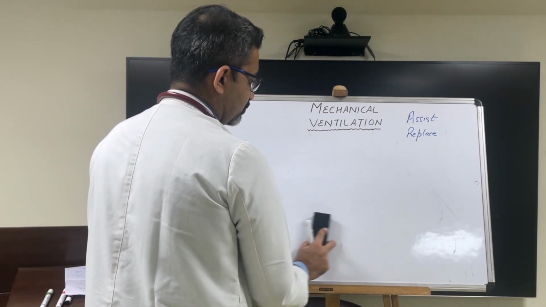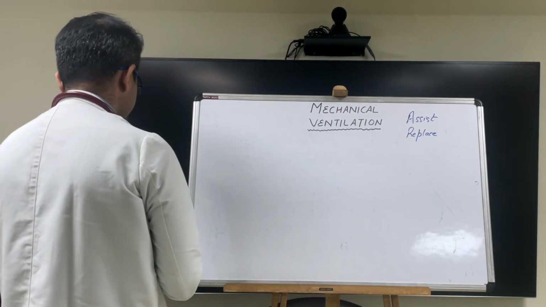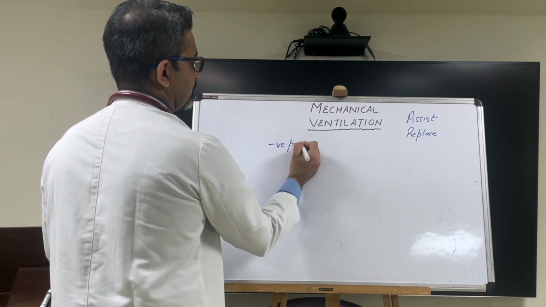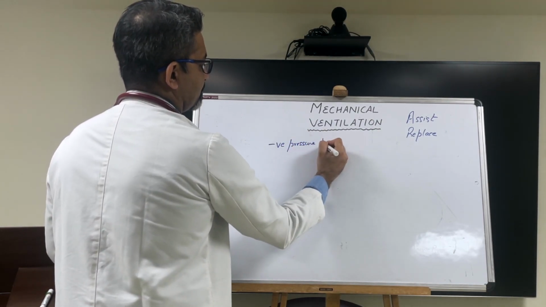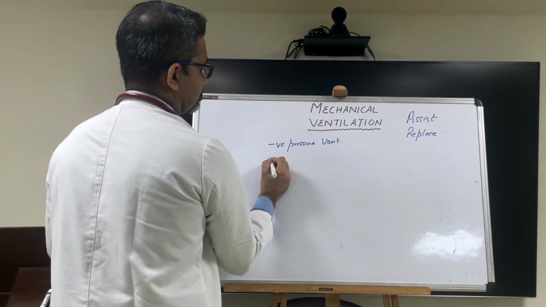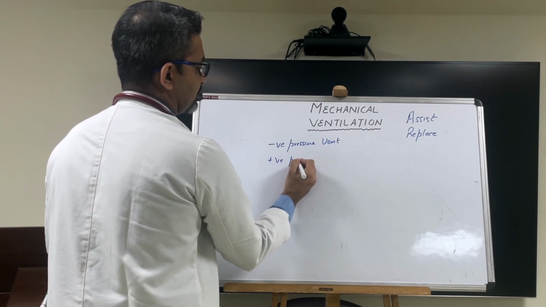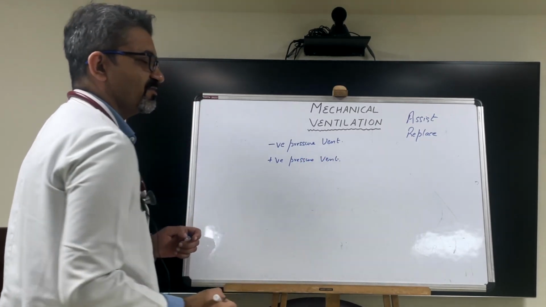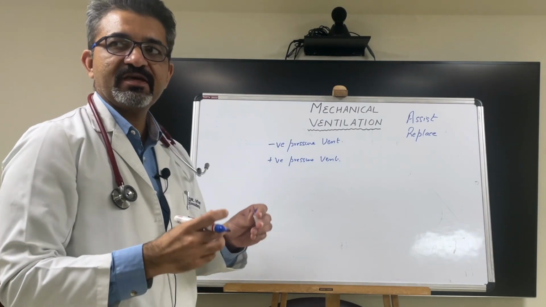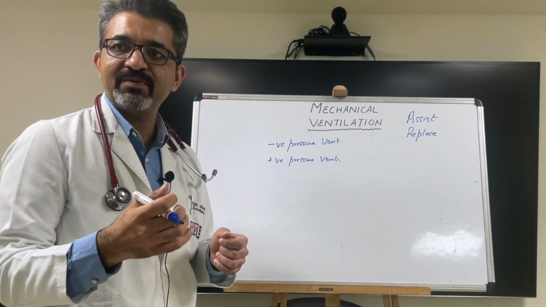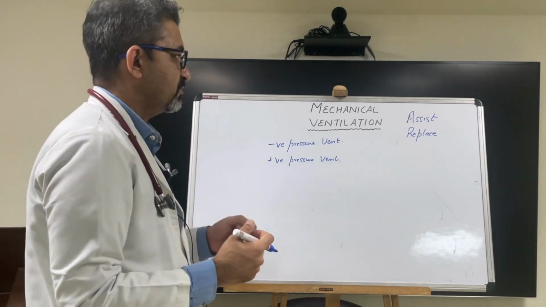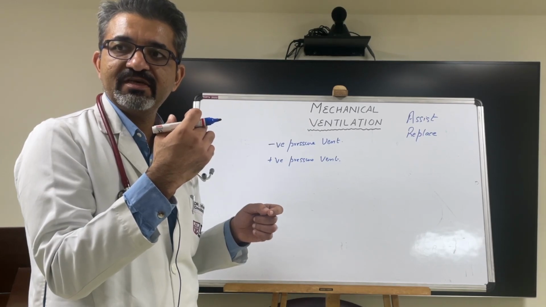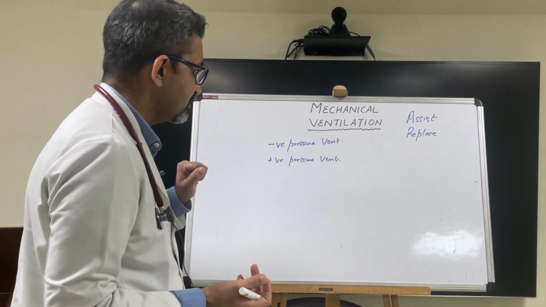So physiologically, there are two types of mechanical ventilation. One is negative pressure ventilation, which we don't use nowadays, and the second is positive pressure ventilation, which is used in acute medicine. What is negative pressure ventilation? Negative pressure ventilation means that in the extrathoracic space you are applying negative pressure, right? And in positive pressure ventilation you are applying positive airway pressure. So this is the difference.